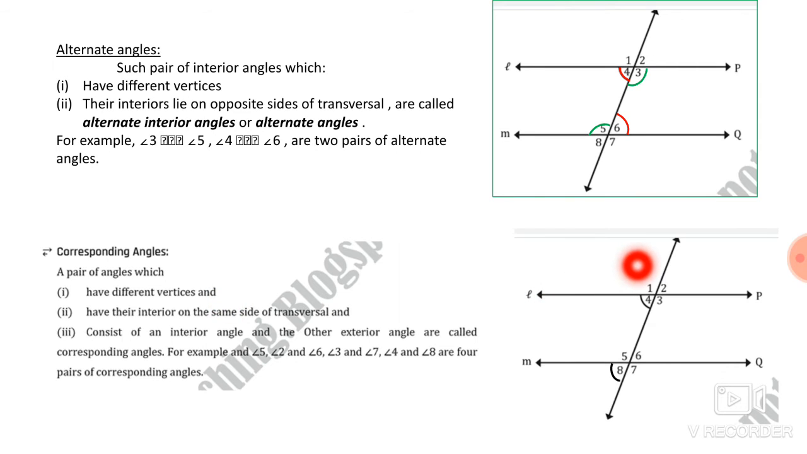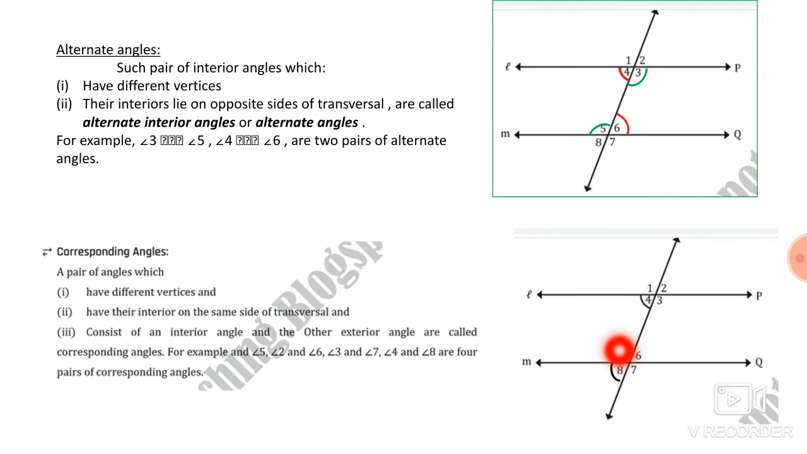If I consider angle number 1, then its corresponding angle will be from these four angles, 5, 6, 7 and 8, because 1, 2, 3, 4 have the same vertex. If I select 1, its corresponding angle will lie at vertex Q, because according to the definition corresponding angles must have different vertices. The second condition: have their interiors on the same side. If I consider angle 1 and I am looking for its corresponding angle, then I have these four choices.